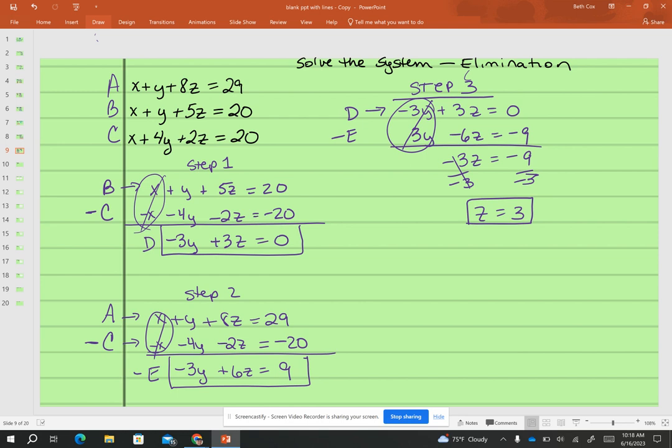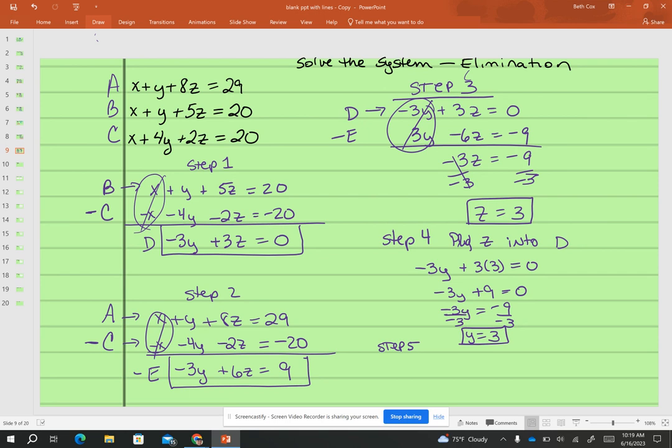That's my first answer. Now we're going to step 4, which is to plug z in. And we're going to plug it into either D or E. I'll plug it into D. And I'm going to have negative 3y plus 3 times 3 equals 0. I have negative 3y plus 9 equals 0. Subtract 9 on both sides. I get negative 3y equal negative 9. Divide by negative 3, I get y is positive 3. So I have 2 answers now. I'm going to have to move step 5. I'm running out of room.